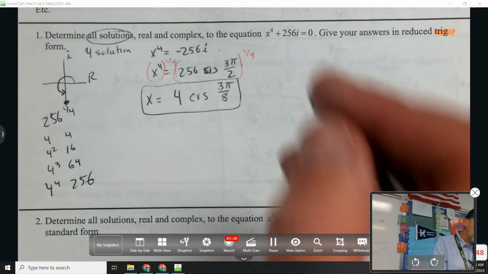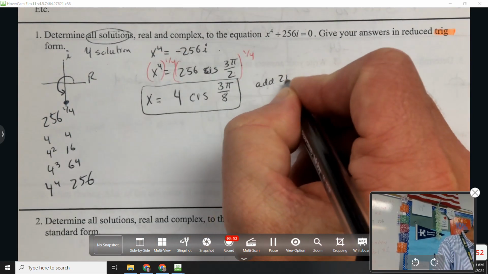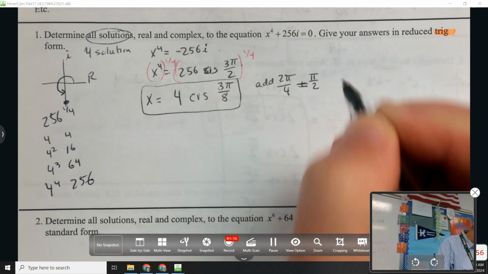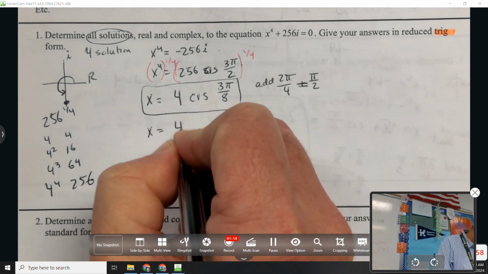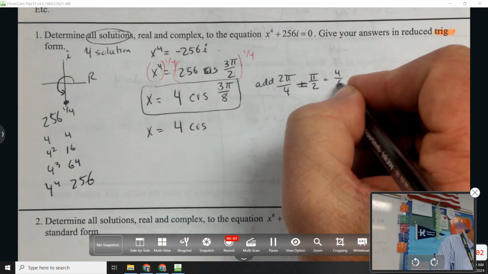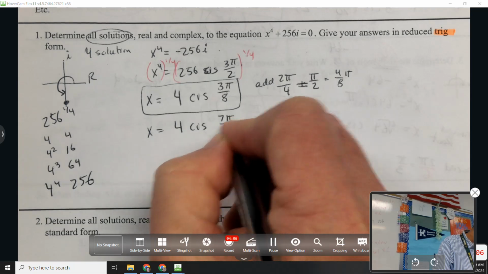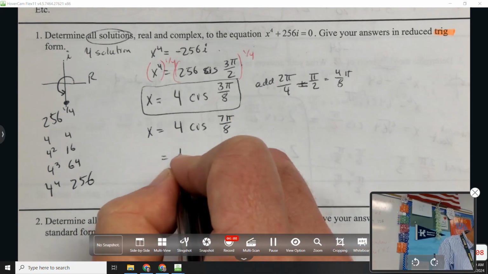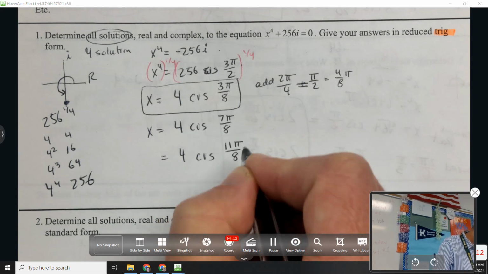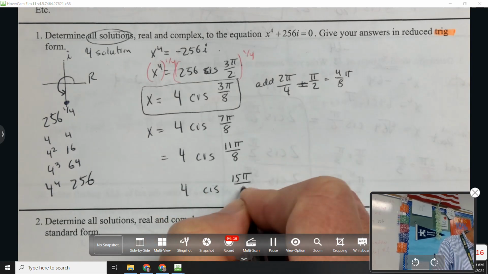I'm going to add 2 pi over 4, or pi over 2. Oops. Which would be 4 over 8. Common denominator here. So 7 pi over 8. 11 pi over 8. And 15 pi over 8.